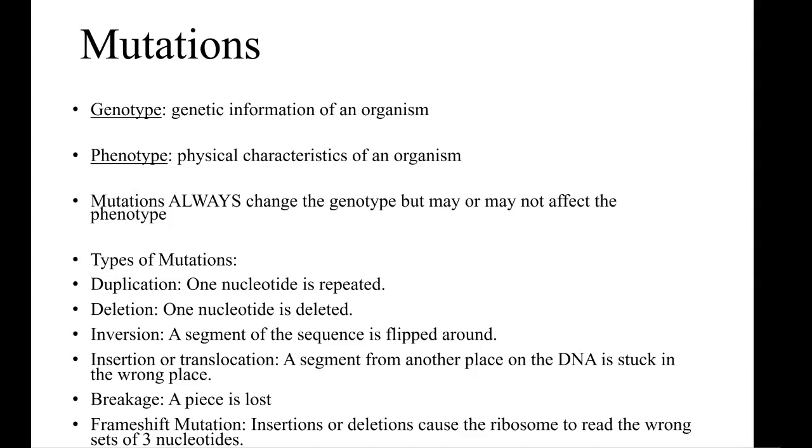So in this section, we'll talk about the different types of mutations, as well as how we can also study them in bacteria. So we will look at different types of mutations, like a duplication. This is when one nucleotide is repeated. A deletion is when a nucleotide is removed. An inversion is when the segment of the sequence is kind of flipped around. An insertion or translocation, this is when we have a segment of DNA maybe further down the line, and it's just kind of plunked right in the middle of DNA. Breakage is easy to think about because part of it is just lost.